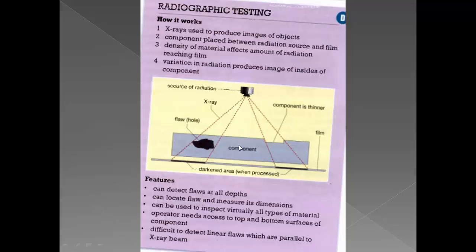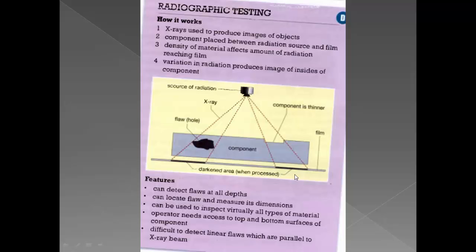So the last testing method is radiographic testing. How does it work? X-ray is used to produce images of objects. The component is placed between the radiation source and the film. So X-rays will be sent this way. Then the density of the material affects the amount of radiation reaching the film. Variation in radiation produces an image of the inside of the component.